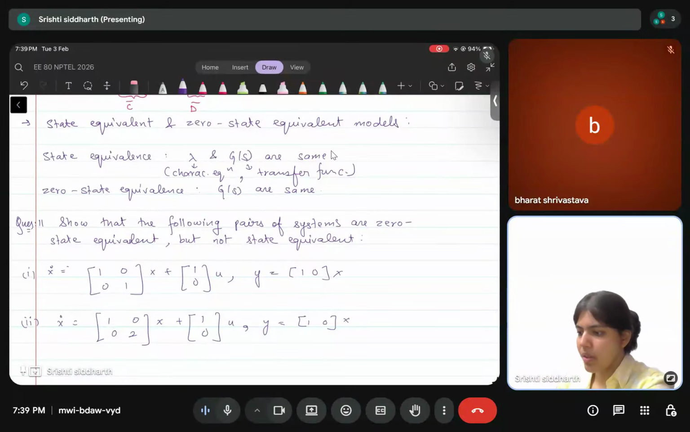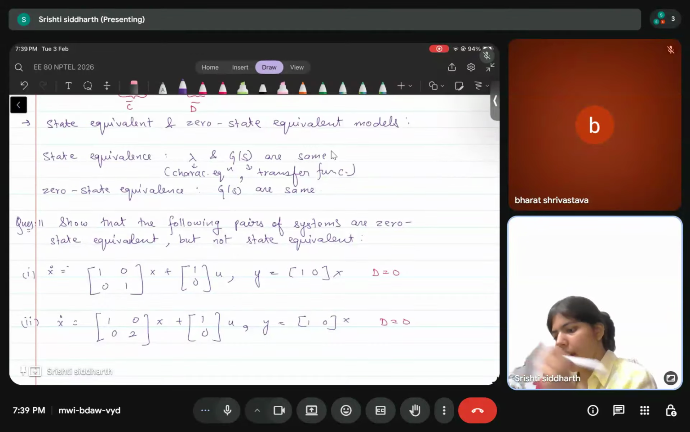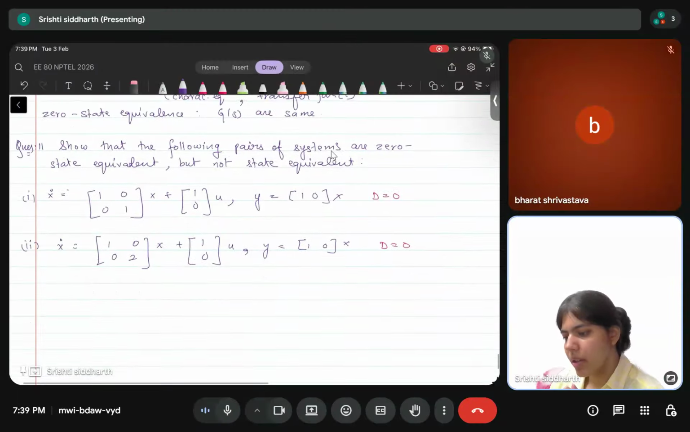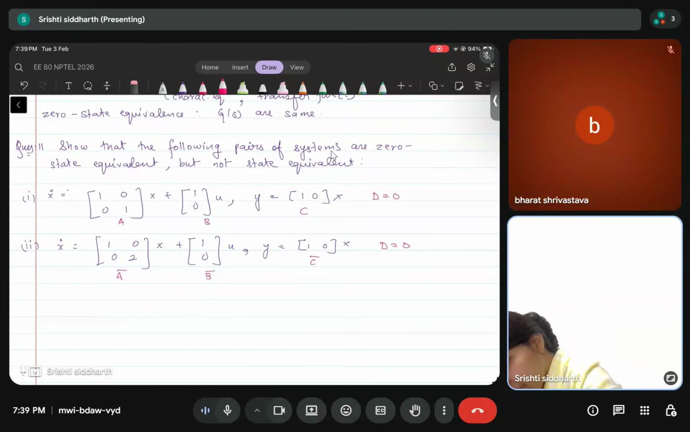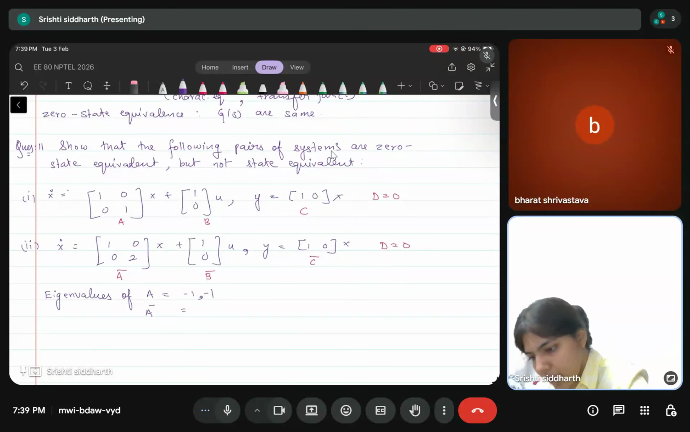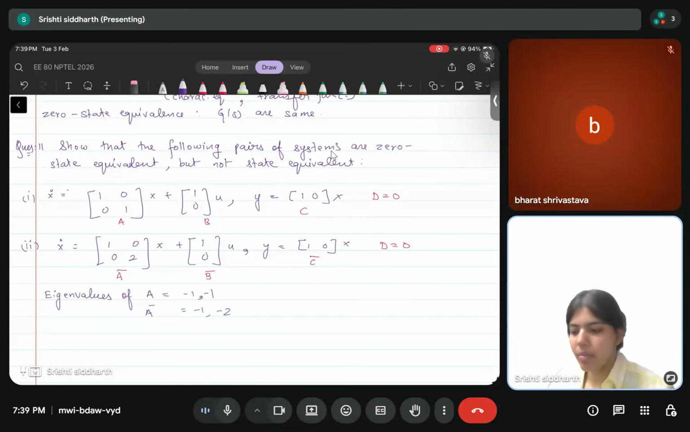Alright, so let's make a few observations. D is 0 in both cases. And observe that the system matrices A in both cases are diagonal, right? So let's say this is A, B, C. This is A bar, B bar, C bar. Alright, so eigenvalues of A are minus 1, minus 1. And eigenvalues of A bar are minus 1, minus 2. So these are not the same.